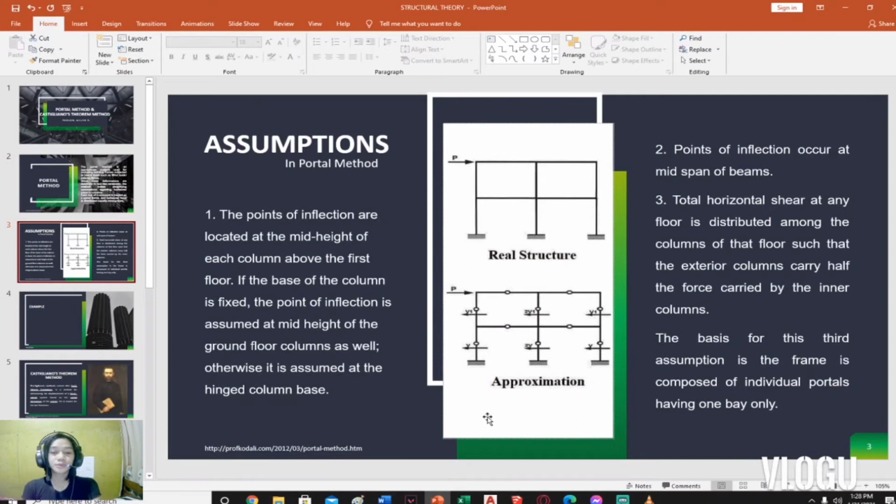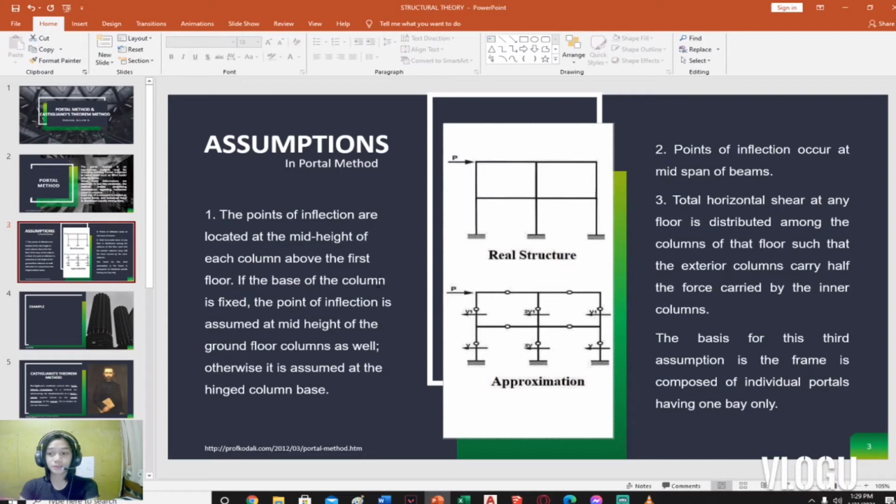So there are three assumptions in portal method. The first assumption is the points of inflection are located at the mid-height of each column above the first floor. If the base of the column is fixed, the point of inflection is assumed at mid-height of the ground floor columns as well. Otherwise, it is assumed at the hinge column base.